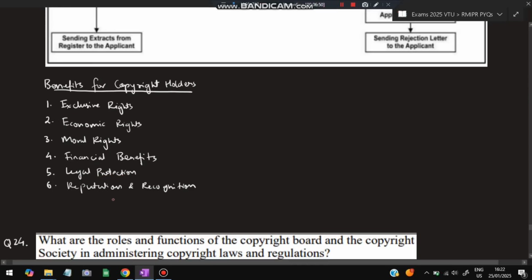Okay, and reputation and recognition, the author can maintain recognition and respect for their work through moral rights, especially in the case of public performance or use by others. Whoever is publicly performing something using their right, in that case the performer should not damage the reputation of the author.